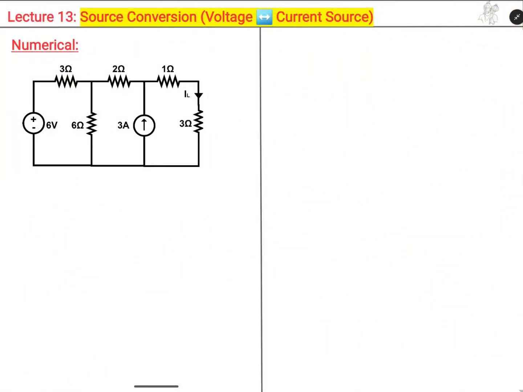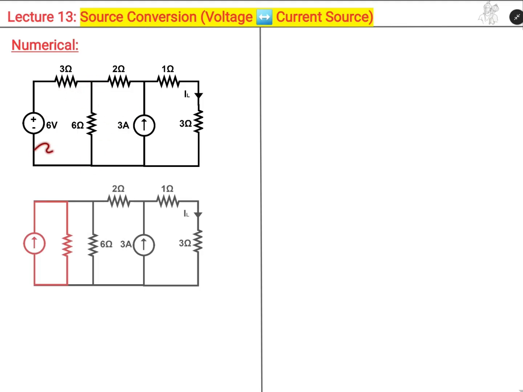The task of this numerical is to find the value of IL through the 3 ohm resistance, and this can easily be done by source conversion. We can see that on the extreme left there is a voltage source in series with a resistance. So this will act as a load terminal. This can be converted into a current source in parallel with the resistance.